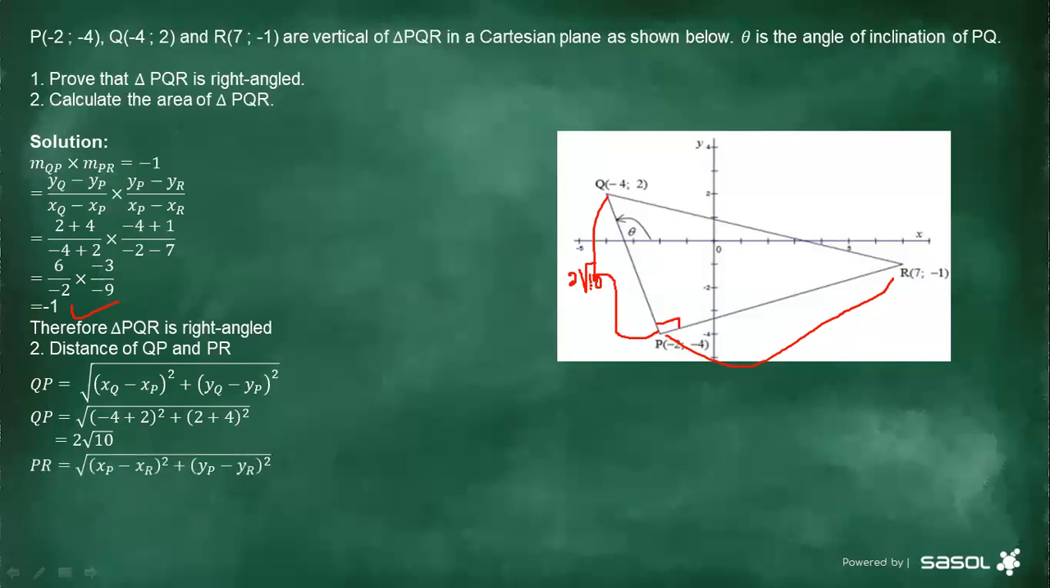And then the distance PR, we substitute the value. What is it? Is 3 square root of what? Square root of 10. And then you can now write the formula for the area. And then this is what we have as the base, and then multiply by the height. So the correct answer is 30 units squared. So that is the area for that triangle PQR.